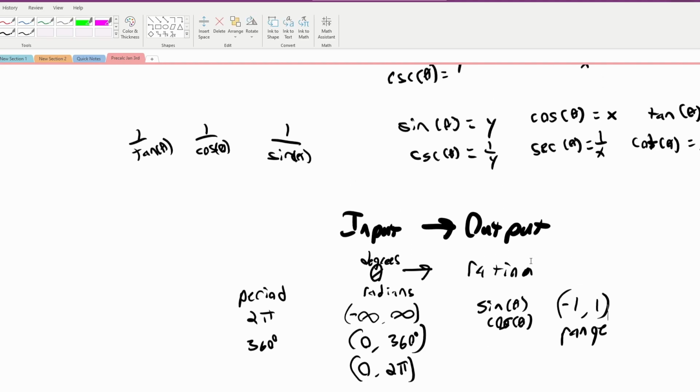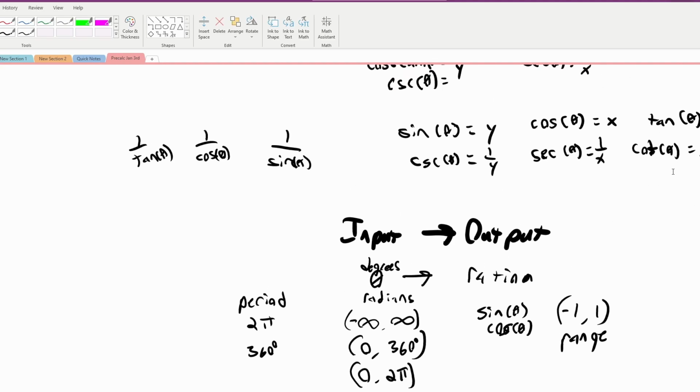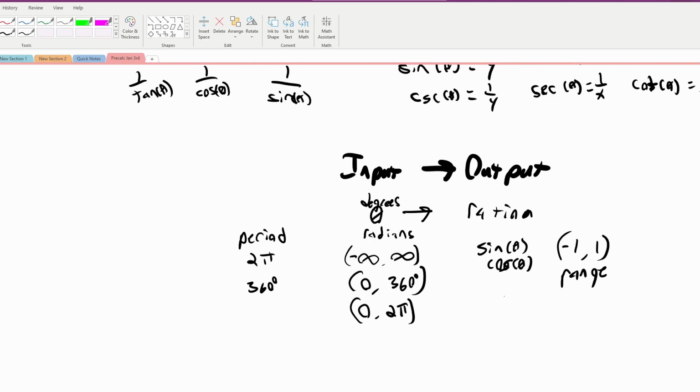However, the other trig functions have a slightly different range. So for example, tangent and cotangent, we're dividing x over y. And since x's can be anything between -1 and 1, and y's can be anything between -1 and 1, we can really form any possible value. So that means the range for specifically cotangent, tangent, and actually secant and cosecant are all going to be from -infinity to infinity.